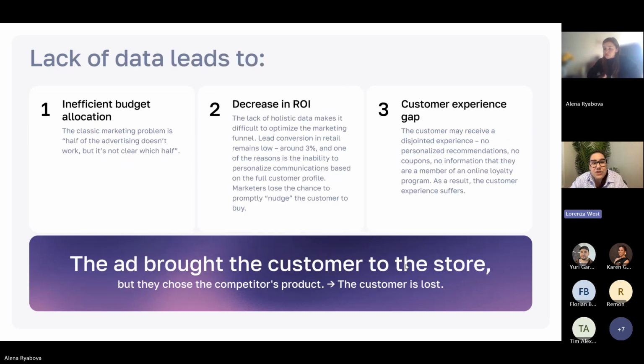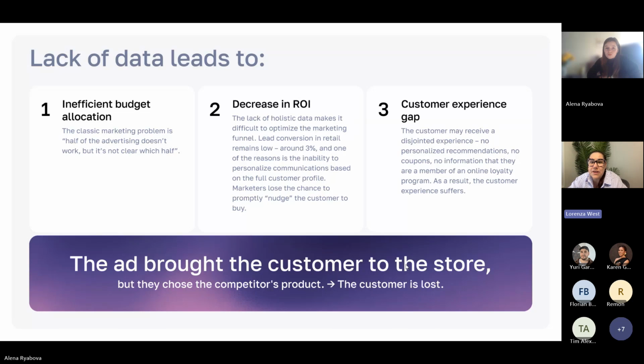So lack of data leads to insufficient budget allocation. Where are we putting our money? Are we putting our money where it makes the most sense? We don't know if we are. We're kind of flying blind at this point. A decrease in ROI. The lack of holistic data makes it difficult to optimize marketing funnels. So I'm not going to read this through, but what it means is we can't subjectively understand what our return on investment is if we don't know if what we're investing in is the right funnel, the right channel to drive the largest impact. Okay.